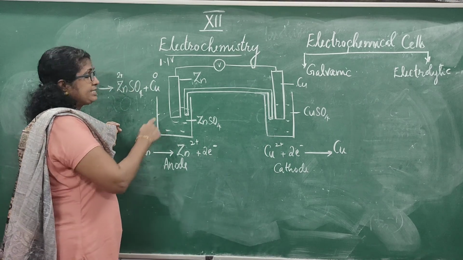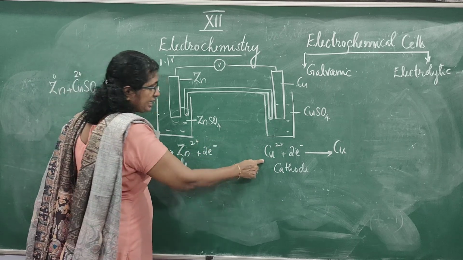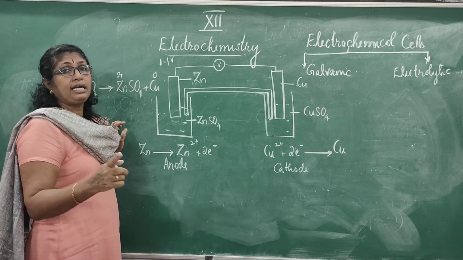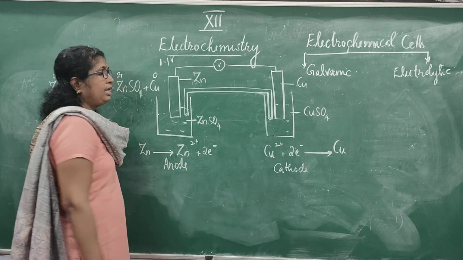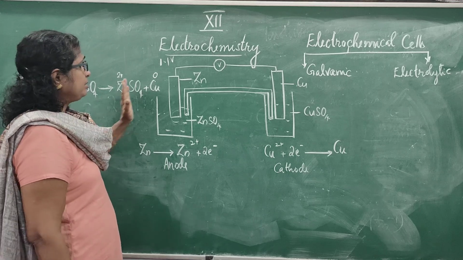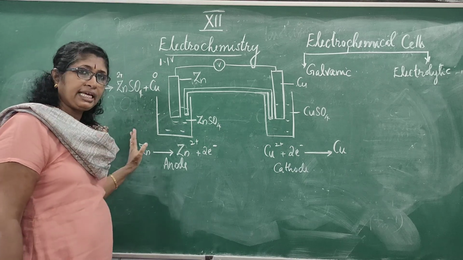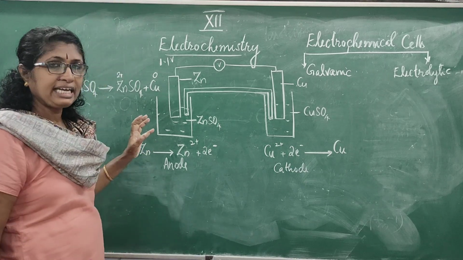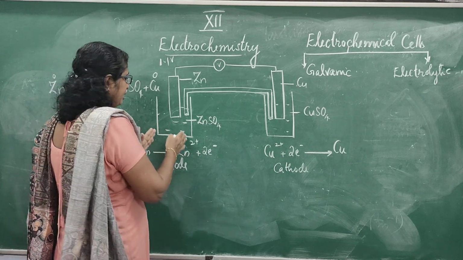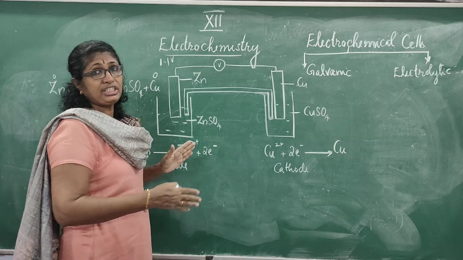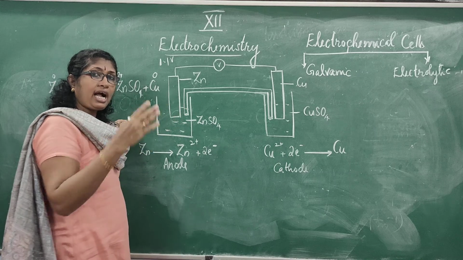So here zinc is the anode because oxidation is taking place for zinc, and copper is the cathode because reduction is taking place at the cathode. Understood? Now, how to represent this galvanic cell or voltaic cell? When we represent a cell, first you will have to write the half cell where the oxidation takes place.